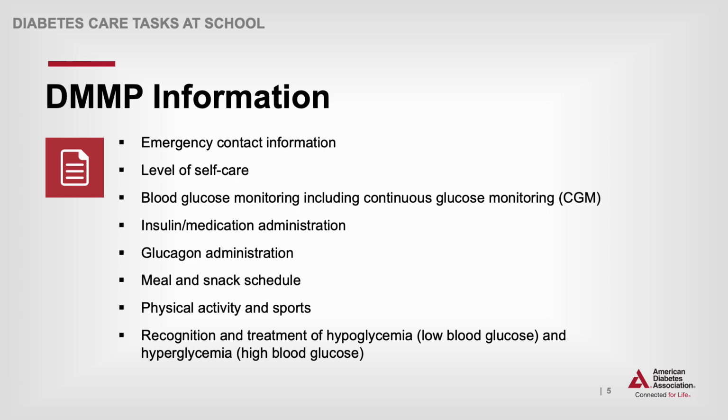The DMMP should include the following information: emergency contact information, meal and snack schedule, necessary supplies or disaster planning for extended field trips, self-management skills, blood glucose monitoring including CGM, insulin medication or administration, low glucose prevention and management, physical activity and sports, glucagon administration, and high glucose management.